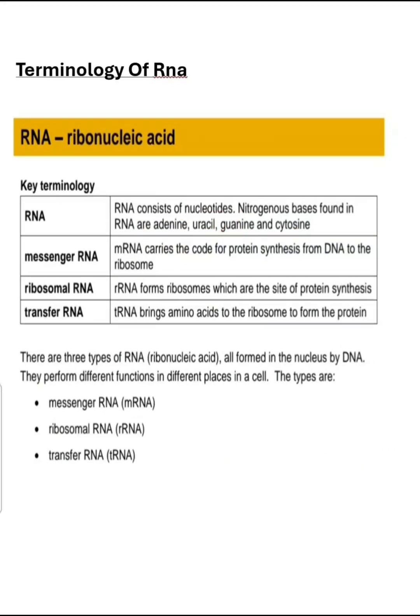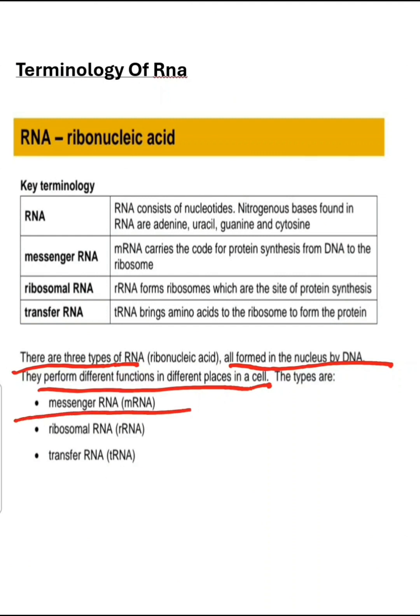All right. So we have three types of RNA, or ribonucleic acid, all formed in the nucleus by DNA, and they each have a different function and different places in a cell. The three different types of RNA are messenger RNA, known as mRNA, ribosomal RNA, known as rRNA, then we have transfer RNA, that is known as tRNA.